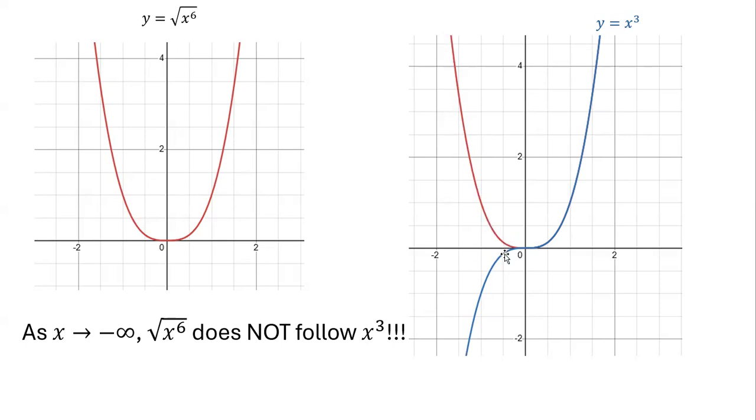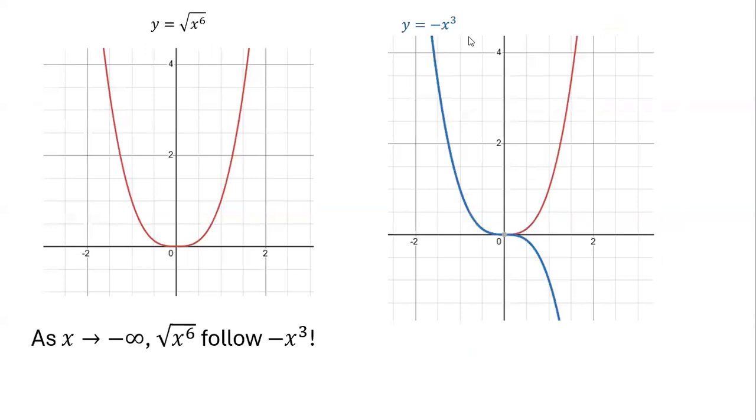So it's not following positive x cubed as x approaches negative infinity. Instead, if I plot y equals negative x cubed, you can see it's matching well. So that's why, from a graphical perspective, as x approaches minus infinity, the square root of x to the 6 approaches minus x cubed. It follows minus x cubed. It follows the same curve.